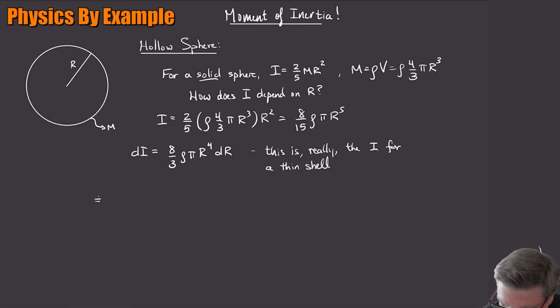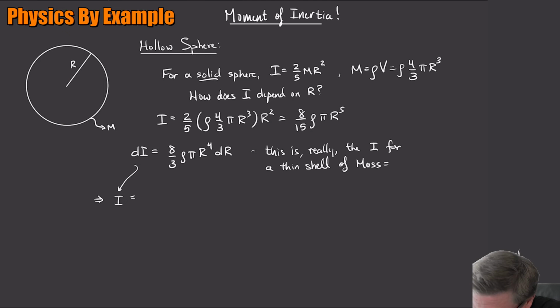So that means the I that I'm interested in is just going to be 8/3 rho pi r to the 4th dr. Now I need to get that back in terms of m. So what is the mass of a spherical shell? The mass of a spherical shell is just going to be the density times the surface area of the spherical shell times its thickness dr. What is the surface area of a sphere? Surface area of a sphere is 4 pi r squared, times its thickness dr.